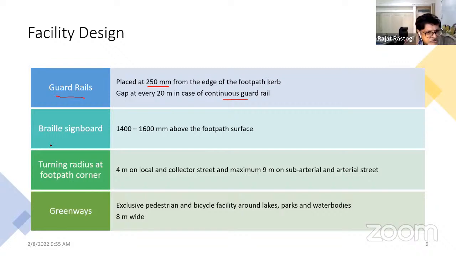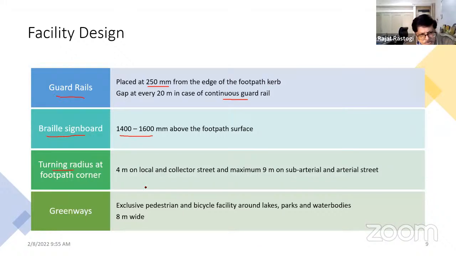Another inclusion is a braille signboard. It says that at a pole at 1400 to 1600 mm above the footpath surface, we should provide these braille signboards so that people with such disabilities can utilize the footpath facilities and can cross over to the other side if so required. There is also a change in the turning radius.